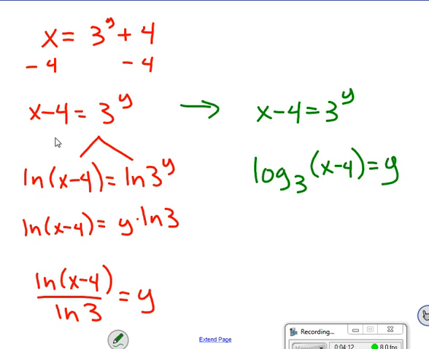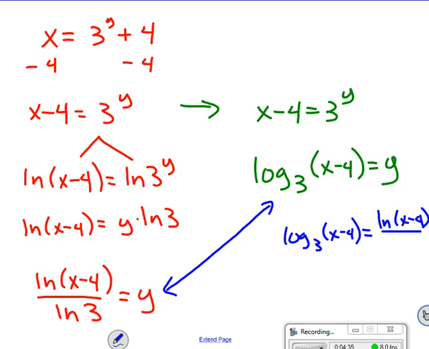They are the same thing because if you remember the change of base formula, this one up here, log base 3 of x minus 4 is log base anything. So it could be log or ln. We could say it's ln of x minus 4 over ln of 3, which was our other answer.